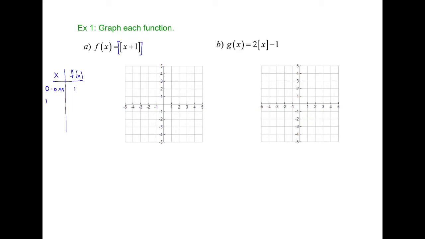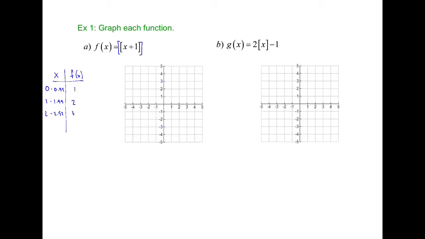Once I get to 1, it steps up to 2. So anything from 1 to 1.99999 will give you an output of 2. And you can keep the same idea going. If you go to 2, it jumps to 3, but that's anything from 2 to 2.99999. And once you get a couple in there, you can go ahead and graph.